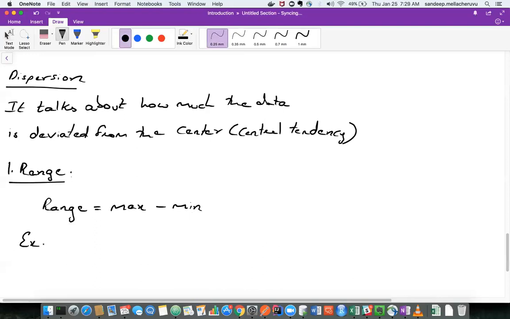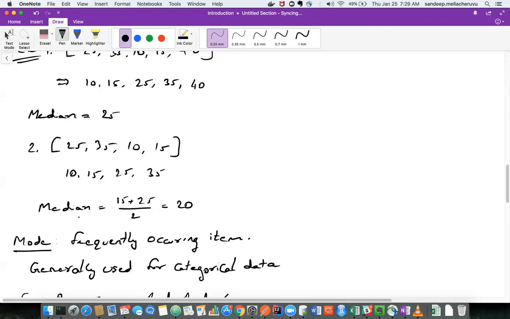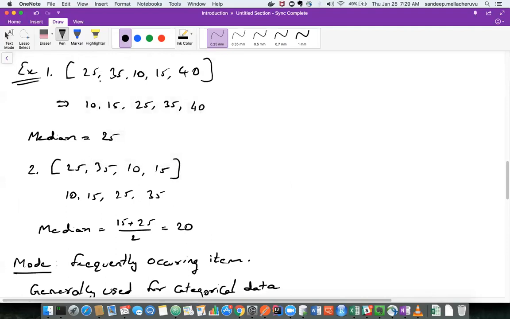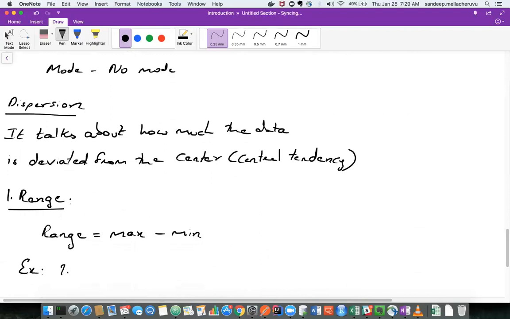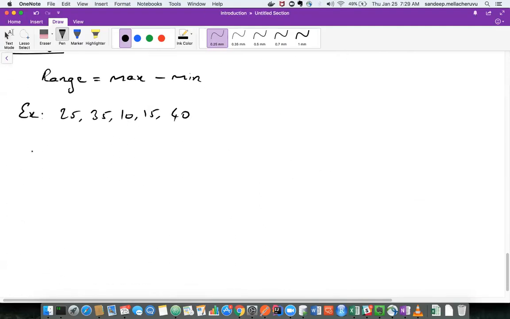Again, the same example we can take. Let's say 25, 35, 10, 15, 40. What is the minimum of all these values? 10. And maximum is 40. So range equals 40 minus 10, which is nothing but 30. So 30 is the range.